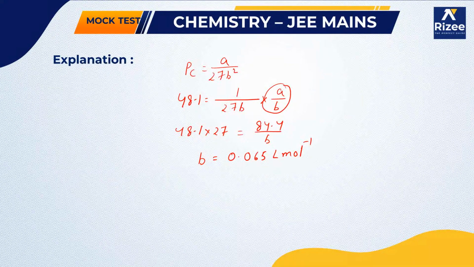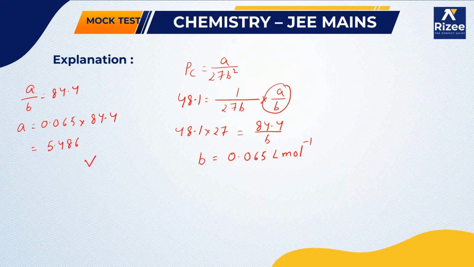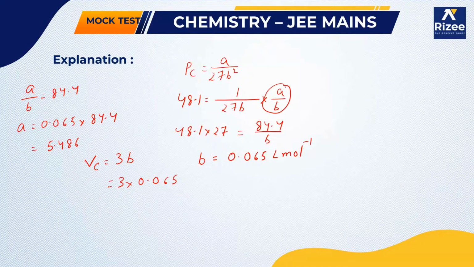Now calculating the value of a. What will be the value of a? So a by b we know is 84.4. So a will be equal to 0.065 into 84.4. So that will be equal to, our a value will be equal to 5.486. Next, in the options he has also given the value of Vc. So let's calculate the value of Vc. So critical volume Vc can be written as 3 into b. So 3 into 0.065. So that will be equal to 0.19 liter.